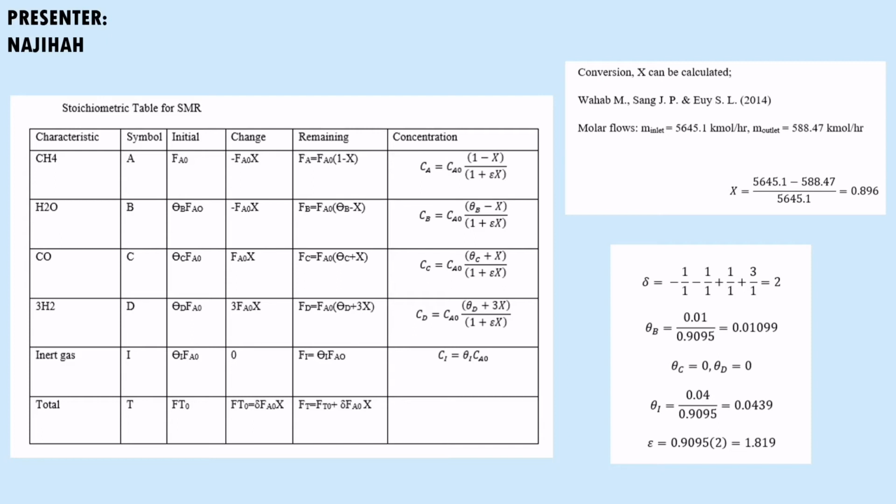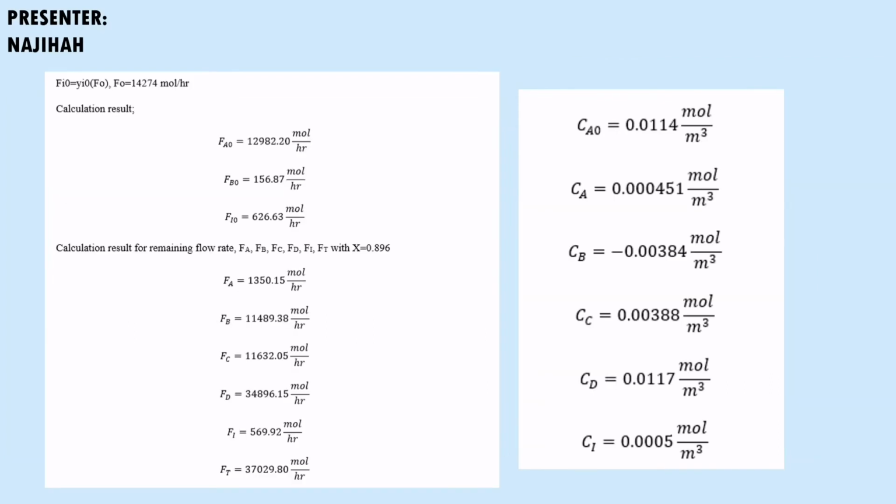For the conversion, we can calculate using the equation and get the data from the article. Now we got 0.896 for the conversion. Then for the stoichiometric value, we got 2, delta B equal to 0.01099, while delta C and delta D are both 0, and delta inert is 0.0439.